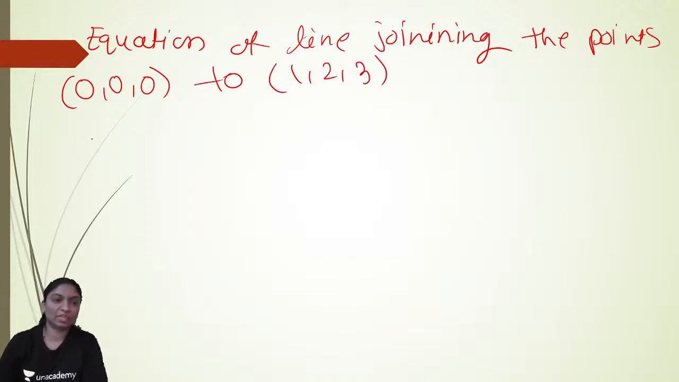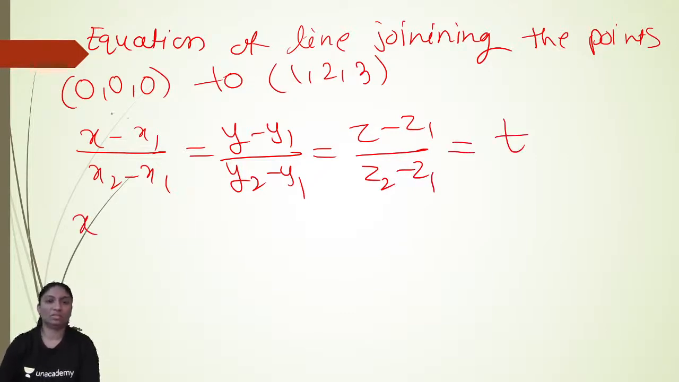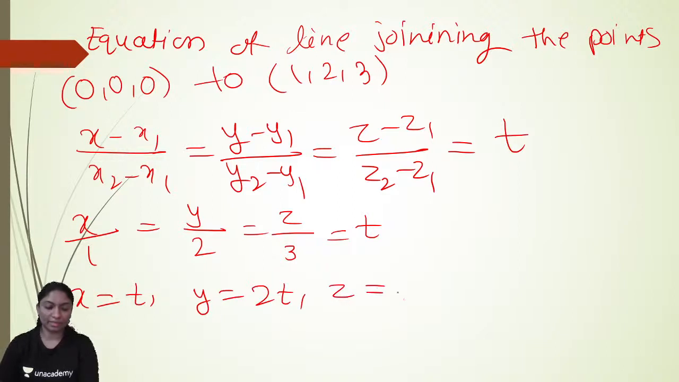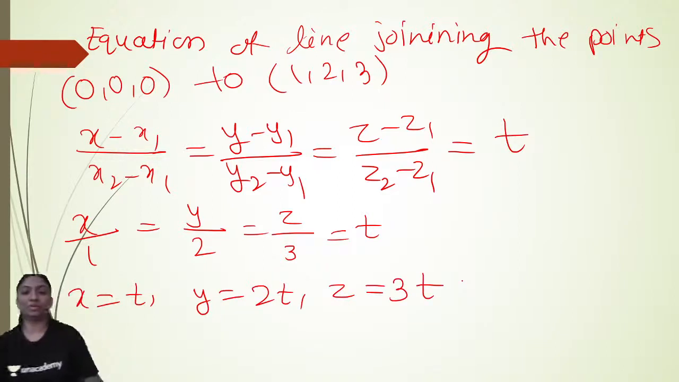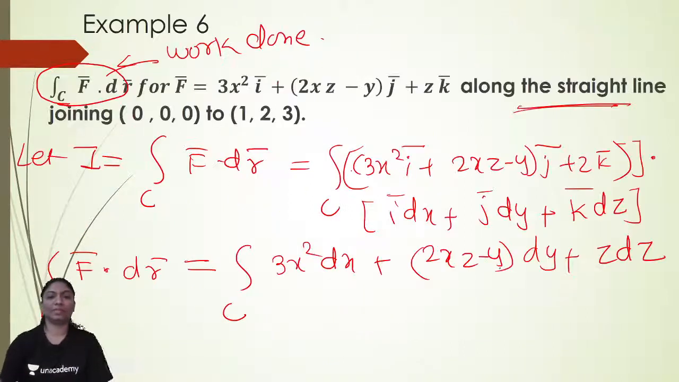So here you will get x minus x1 upon x2 minus x1 is equal to y minus y1 upon y2 minus y1 is equal to z minus z1 upon z2 minus z1 is equal to t. Here x1 y1 z1 is 0, 0, 0 and x2 y2 z2 is 1, 2, 3. So x minus 0 upon 1, y minus 0 upon 2, z minus 0 upon 3 is equal to t. So you will get x is equal to t, y is equal to 2t and z is equal to 3t, so dx is equal to dt, dy is equal to 2 dt and dz is equal to 3 dt. Just substitute in this equation.